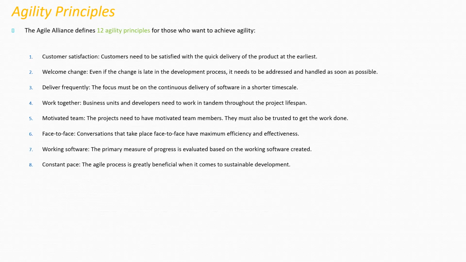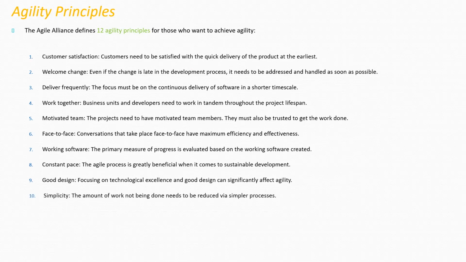Take a simple example: working today for 12 hours and tomorrow only 2 hours is not acceptable. Consistent working, for example, every day 7 hours on this particular project, will always be beneficial. The ninth one is that you should have a very good design, and the design cannot be done only at a time. The design changes keep on happening as the project progresses. Focusing on technical excellence and good design can significantly affect agility. Next one is simplicity. The amount of work not being done needs to be maximized. A simple process. You should not make it a complicated process. You have to make it a very simple process.